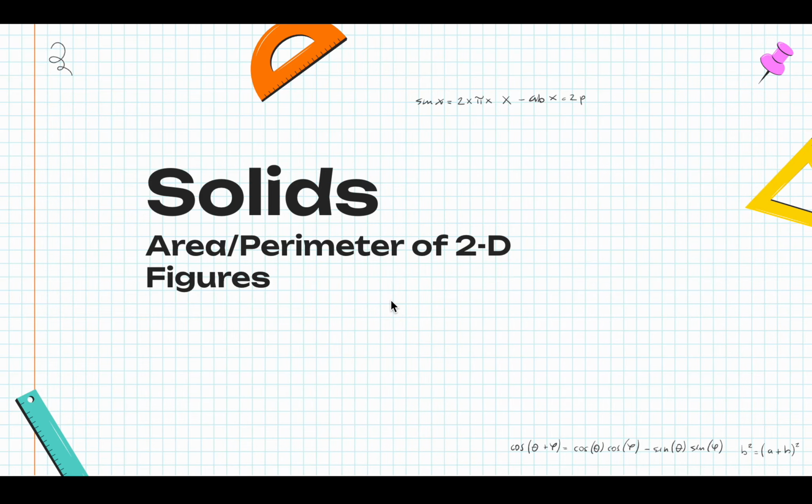What's up everyone? In this video we're going to be starting our unit 10, which is going to be on solids, and we're going to start just by talking about area and perimeter of 2D figures.